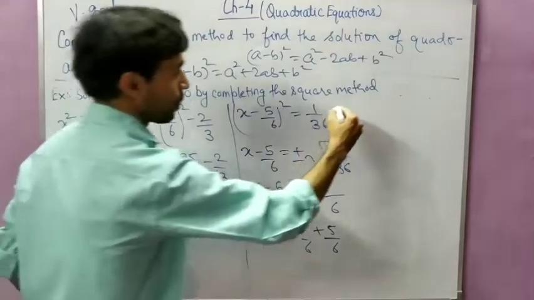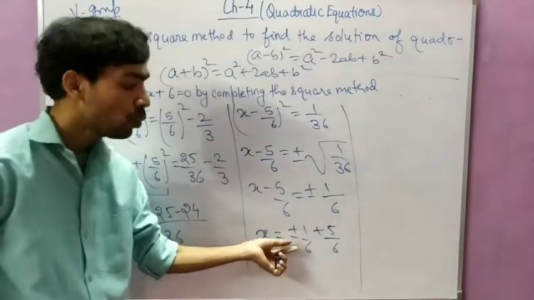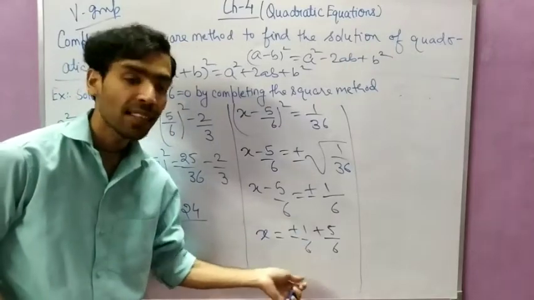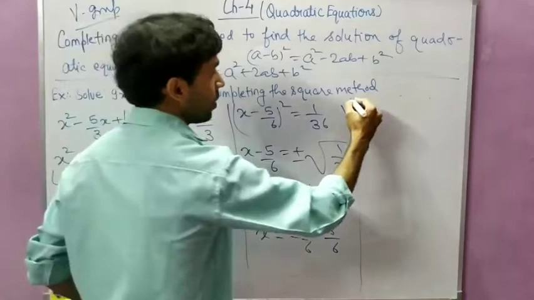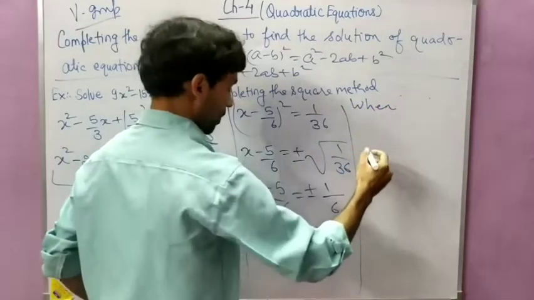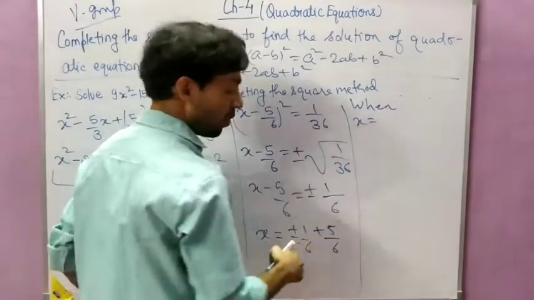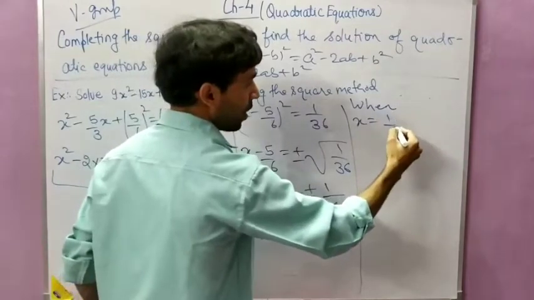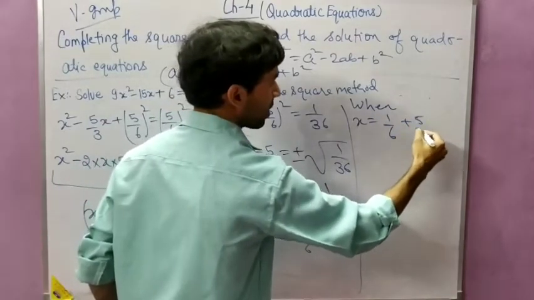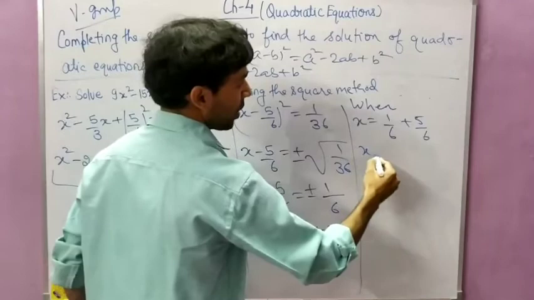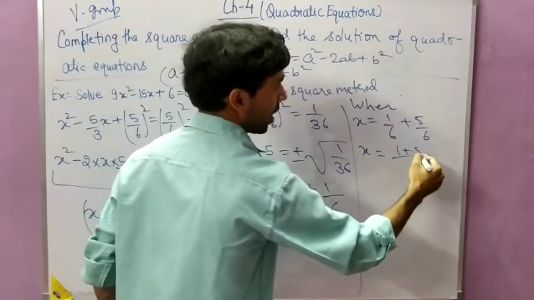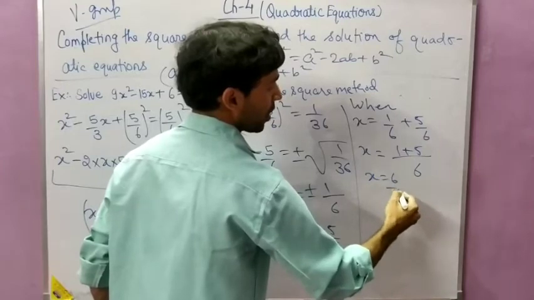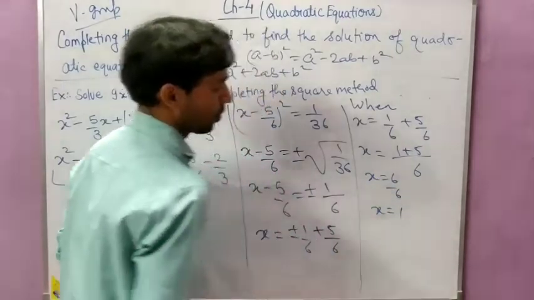Okay. Now there are two cases here. First we will take plus 1 by 6, and then we will take minus 1 by 6. So when x equals, first we take plus, so plus 1 by 6 and plus 5 by 6. So x will be equal to, LCM will be 6, so 1 plus 5, so x will be equal to 6 by 6, so x equals 1.